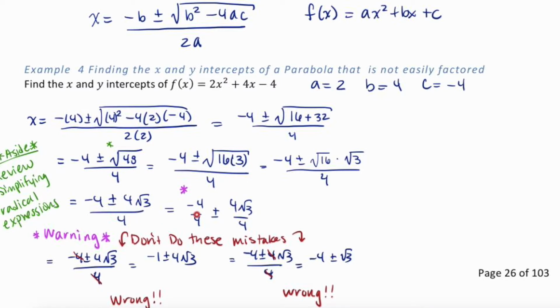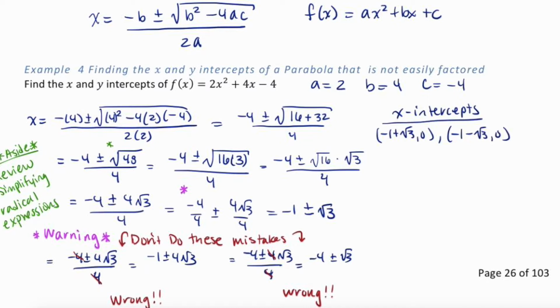Now, I split this up into two fractions to make it clear that this is one fraction and this is another. So this is -4 divided by 4, which is -1, plus or minus 4 square root of 3 divided by 4, which is just the square root of 3. So my x-intercepts are at -1 plus root 3, comma 0, and at -1 minus root 3, comma 0. And that's all that is meant by the plus or minus, is that we have two answers. We have one with a plus sign in the middle and another with a minus sign in the middle.